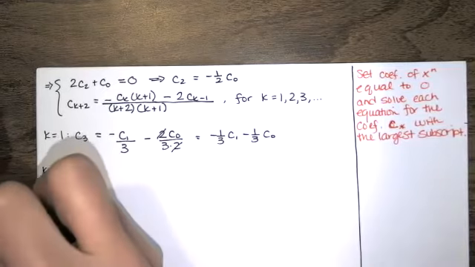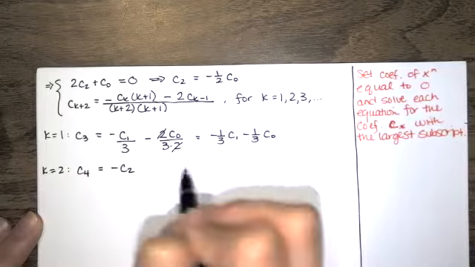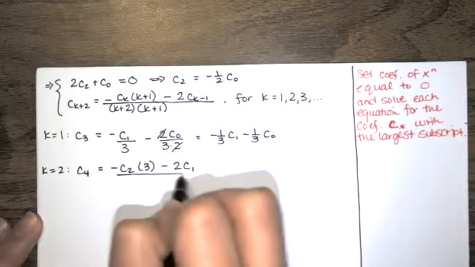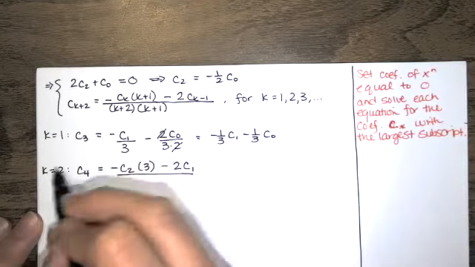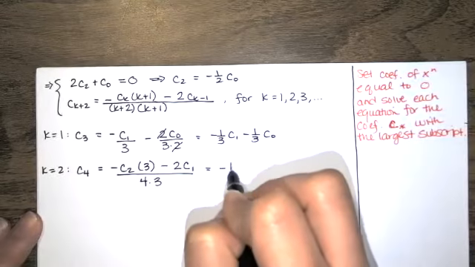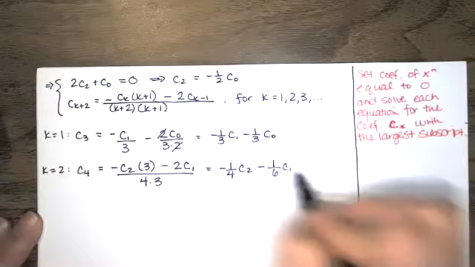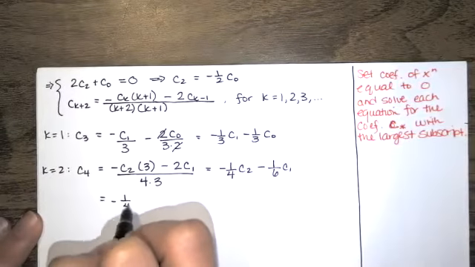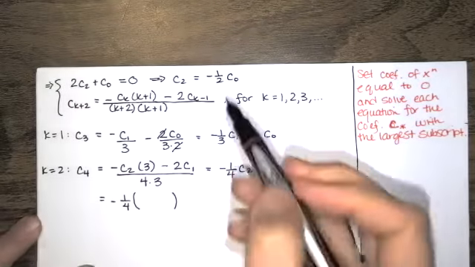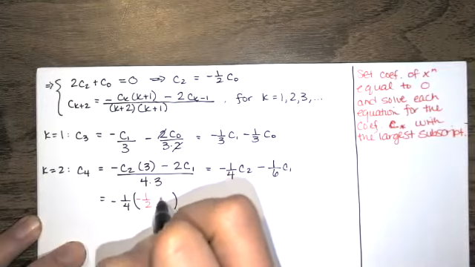When k is equal to 2, we get this, c sub 4 equals negative c sub 2 times 3 minus 2 c sub 1, all divided by k plus 2 in this case, which is going to be 4, and that's 4 times 3. So we're going to end up with negative 1/4 c sub 2 minus 1 over 6 c sub 1, and negative 1/4 c sub 2 is negative 1/4 of c sub 2, which was negative 1/2 c sub 0. So we can substitute that in.